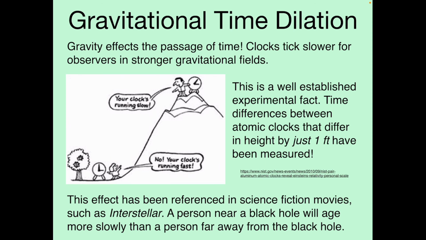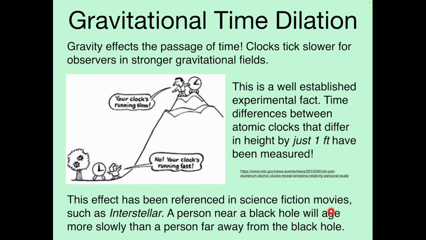So this effect of gravitational time dilation has been used as a plot device in many different science fiction books and movies. One of the most famous examples is the movie Interstellar. So in this movie, there's a character that goes to investigate a planet that's very close to a black hole. So this person spends a few hours near a black hole, whereas their partner was back on a spaceship which is farther away from the black hole.